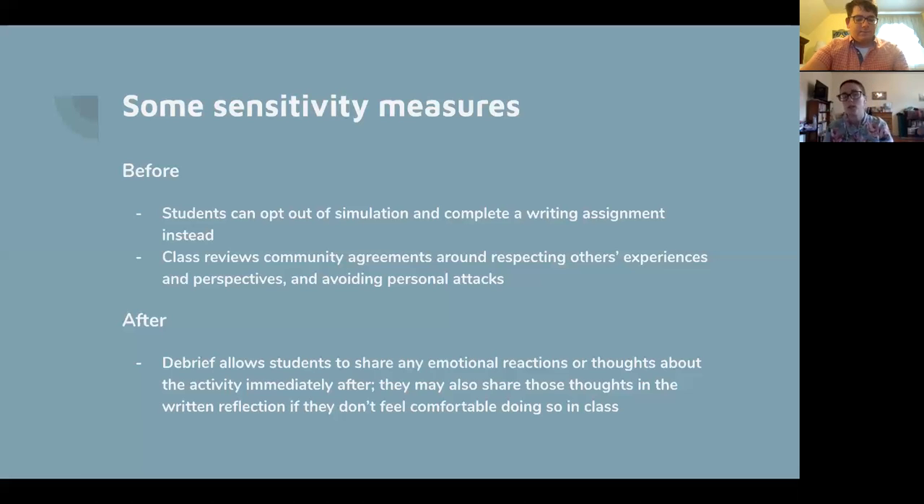Obviously, during the simulation, we'd be monitoring to make sure people were staying on task, taking things seriously. And then, as I mentioned, the debrief also allows students to share any emotional reactions or thoughts that they had about the activity. If they don't feel comfortable doing that in front of the whole class, that's completely fine. They can use the written reflection to do that instead. So that would be the end of the lesson there.